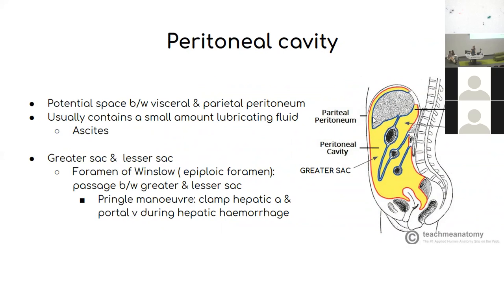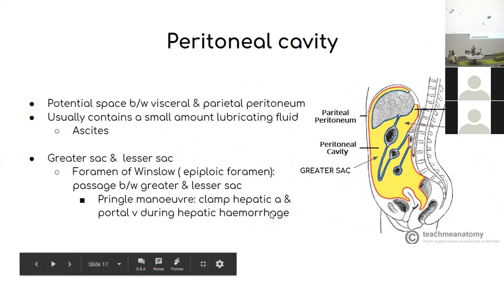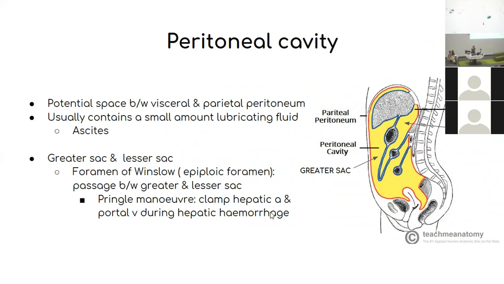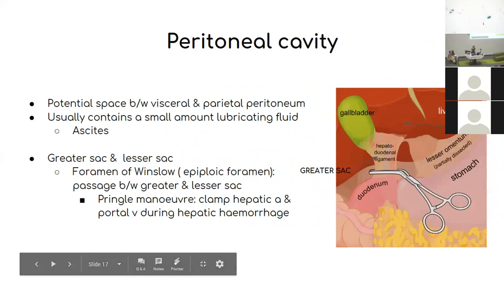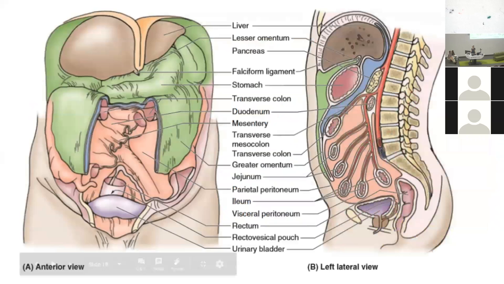And again, this is a potential space, so it has a little bit of lubricating fluid, and the significance of this is in the case of, say, hepatic dysfunction, you can have a massive collection of fluid in the greater sac called ascites. That's just a really good thing to know for exams. So a few more pictures just to explain. And that's just a fun diagram to look through later.